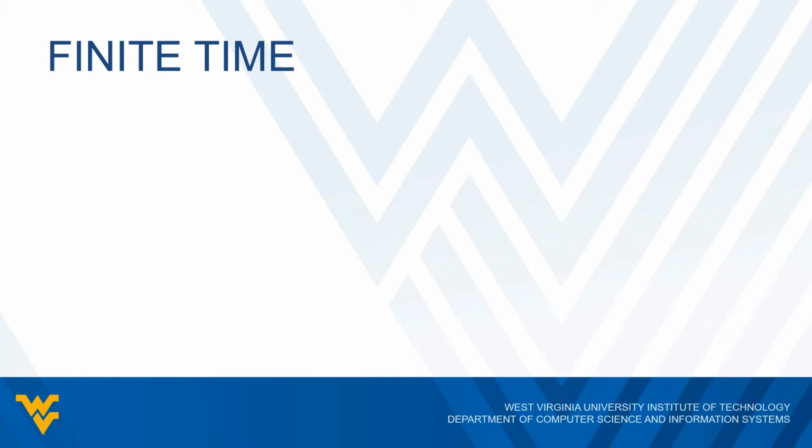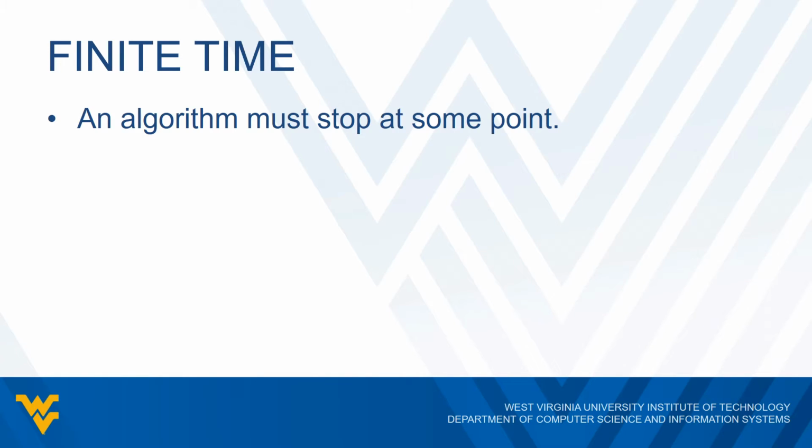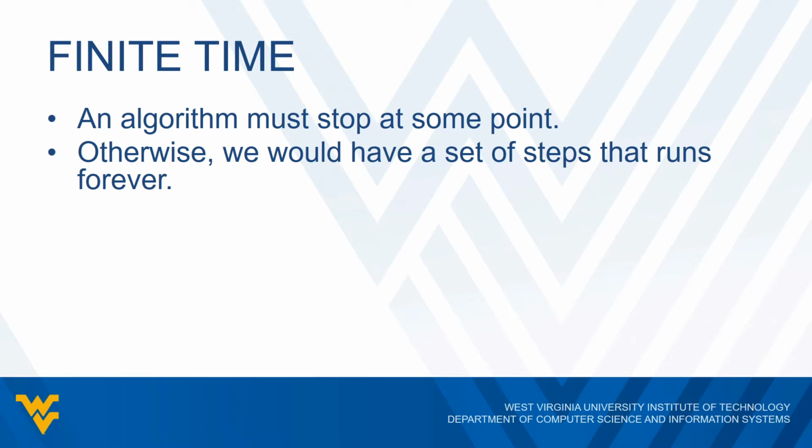We'll now look at the last part of the definition of an algorithm, which says that our algorithm halts in a finite amount of time. The point here is that an algorithm must stop at some point, because if it doesn't stop, then we have some set of steps that just keeps running forever. We call this set of instructions an infinite loop. You do not want an infinite loop in your algorithm, because if you translate that into code, your computer is going to keep running that set of instructions forever and ever, and it just never stops. That's usually a problem.